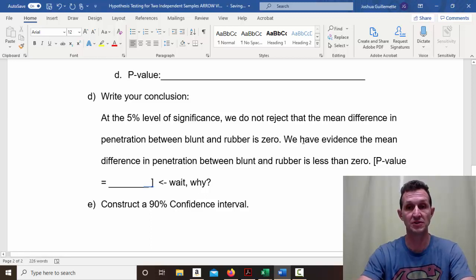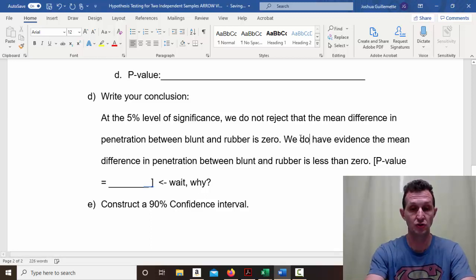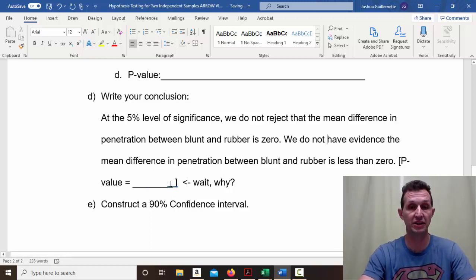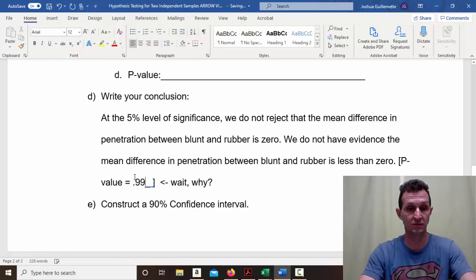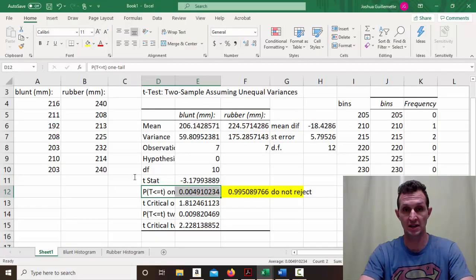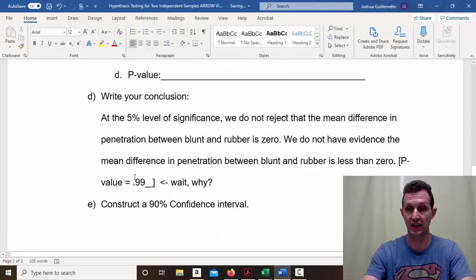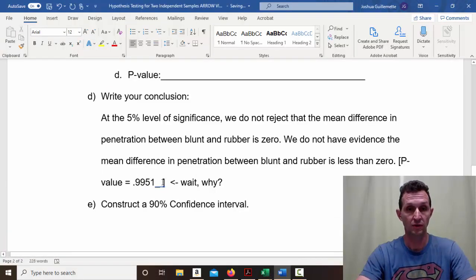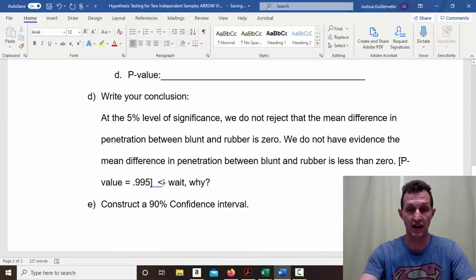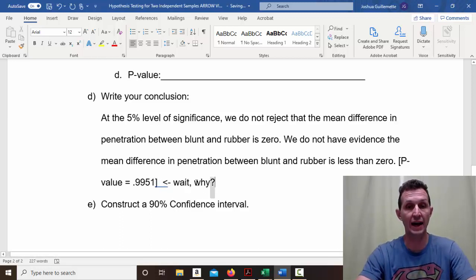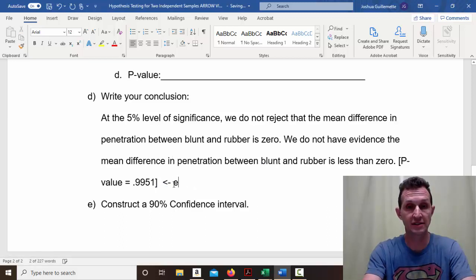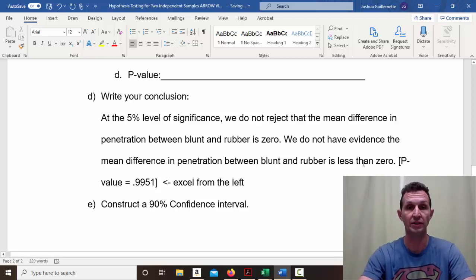So I come over here and we do not reject that the mean difference between them is zero, because we do not have evidence, because the p-value is 0.9951. Okay, so this is great. And again, why did we subtract? That's because remember, Excel always goes from the left, and this was a right tail test, so we had to subtract from 1.